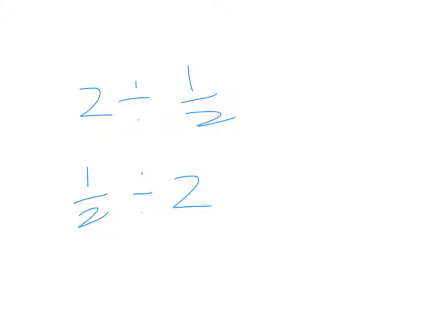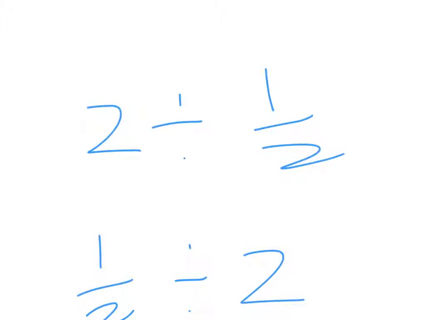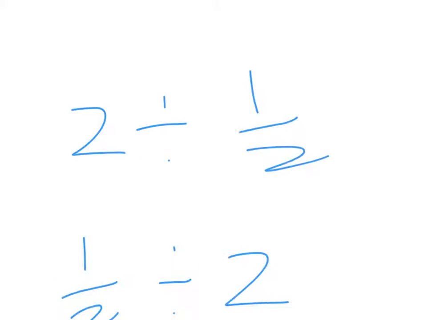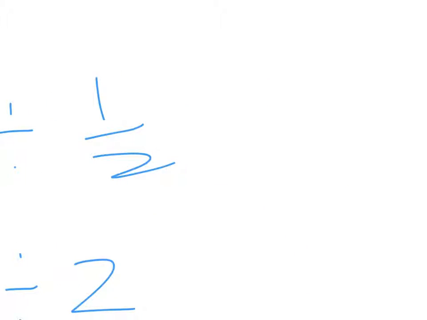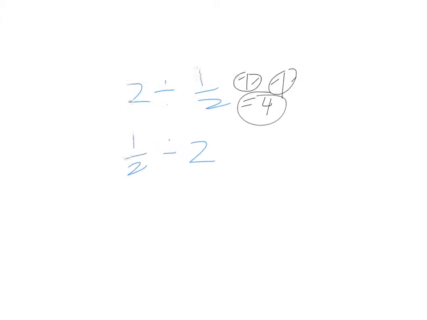So let's come on over here and look at an example where we are dividing some fractions and some whole numbers. Let's take this first one here: 2 divided by 1/2. In this example, you have 2 wholes. Let's say we have 2 whole pizzas, and we're going to split them into halves. How many halves are there in 2 wholes? There's 1, 2, 3, 4. So 2 divided by 1/2 would equal 4.